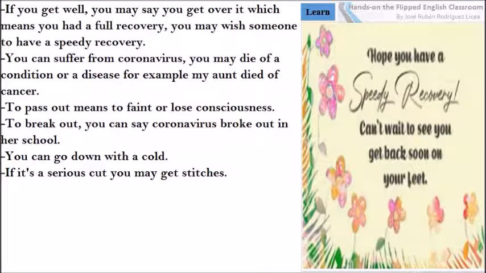If you get well, you may say you get over it, which means you had a full recovery. You may wish someone to have a speedy recovery. You can suffer from coronavirus. You may die of a condition or a disease. For example, my aunt died of cancer.